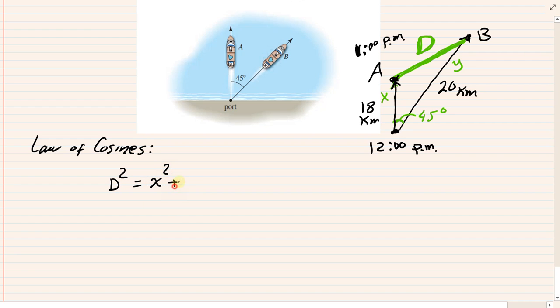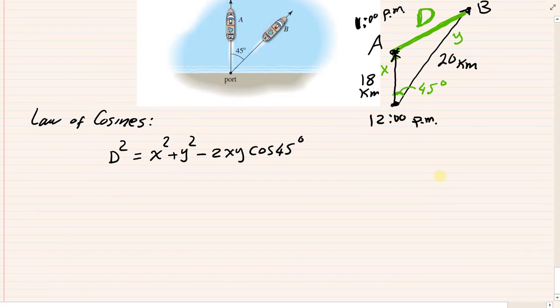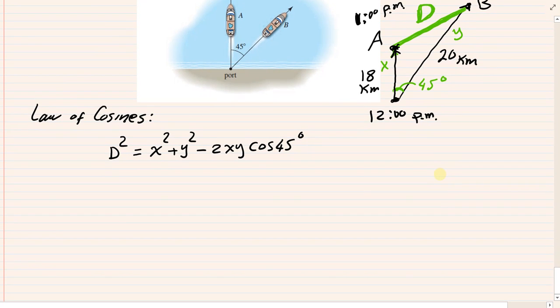x squared plus y squared, negative 2xy cosine of the angle between them, but the angle between them is fixed, 45 degrees, not changing. So we're just going to put 45 degrees there. Okay, now we can actually take the derivative and find the rate of change of distance between them.